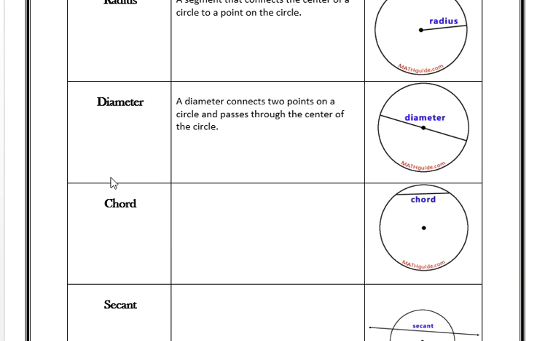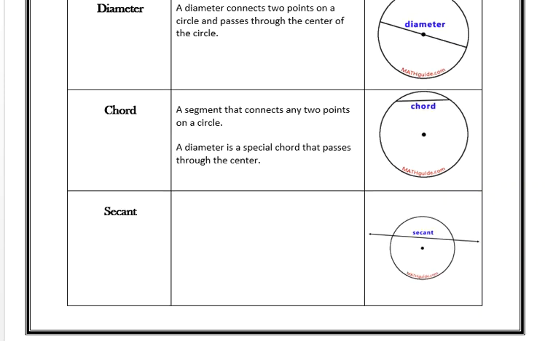Looking at the next word, we're looking at a chord. If you look at our picture here, a chord goes from one point on a circle and connects to another point on the circle. It can go through the center, but if it goes through the center, that creates what we call a diameter. So a diameter is a very specific type of chord, but a chord just connects any two points on a circle. So let's write that down as our definition. And there you go. Our definitions have come up, so write those down.